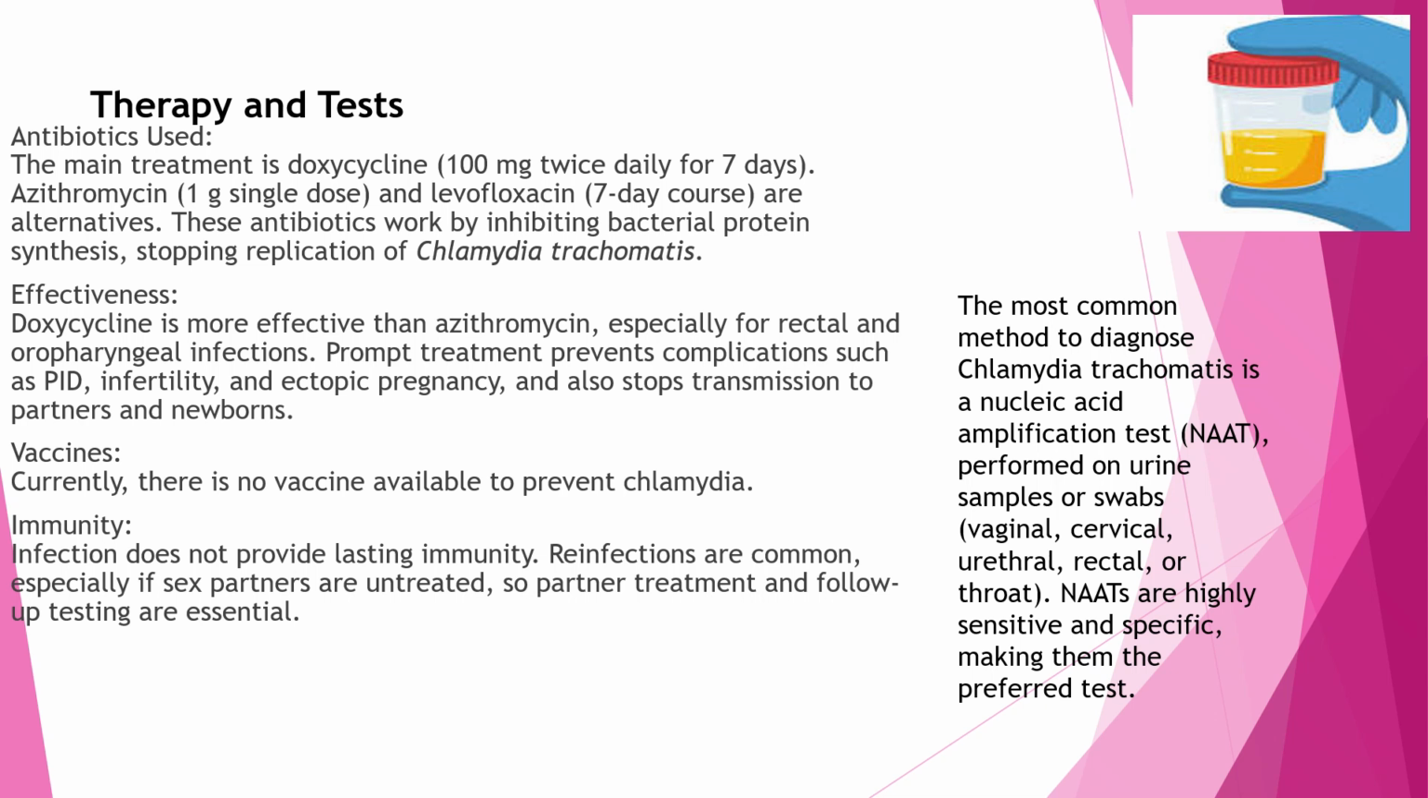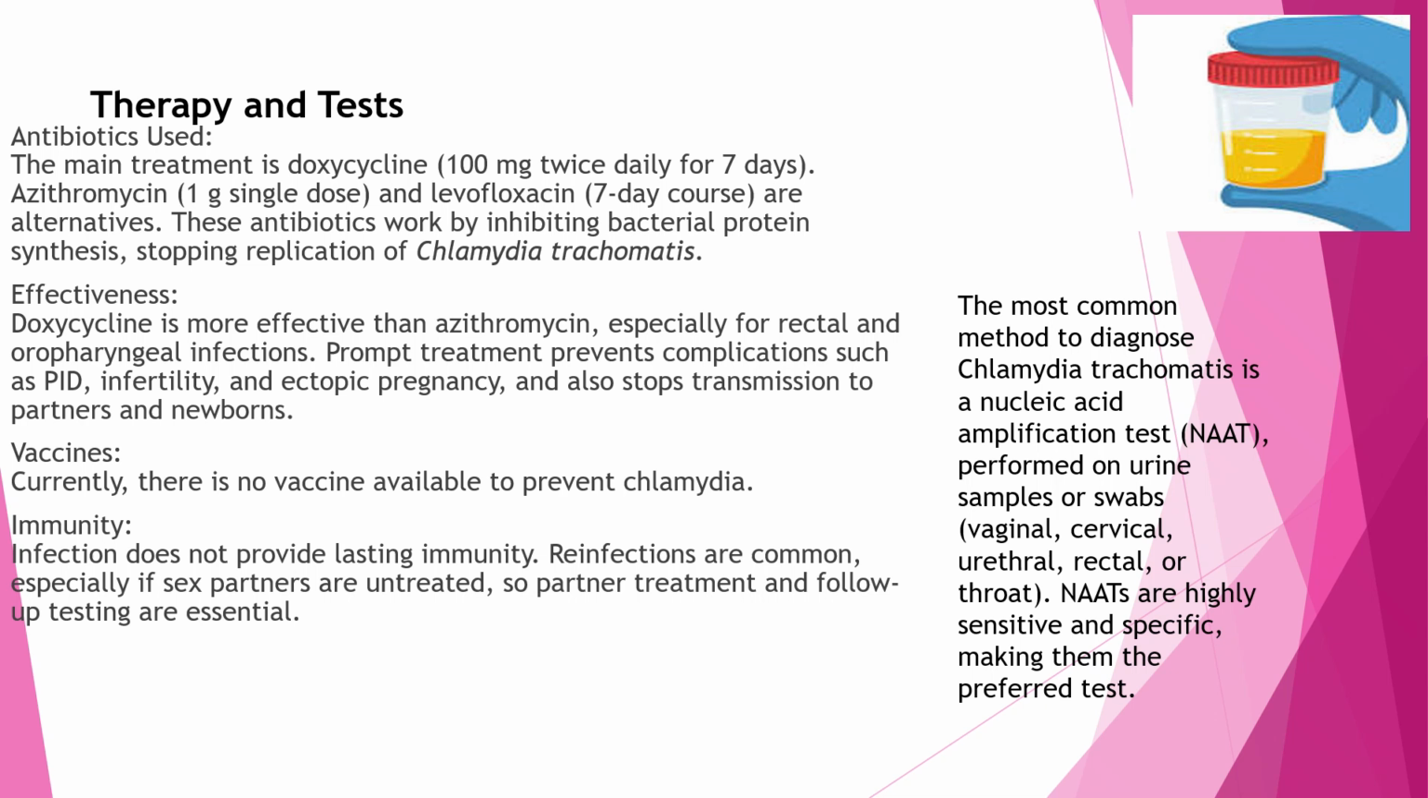So there are therapy and tests that can be done for chlamydia. The main treatment is doxycycline, which is an antibiotic. And then there are two alternatives, and I might be saying these wrong, but they are azithromycin and levofloxacin. These antibiotics work by inhibiting bacterial protein synthesis, which helps to stop the replication of Chlamydia trachomatis. Doxycycline is more effective than azithromycin, especially for rectal and oropharyngeal infections.